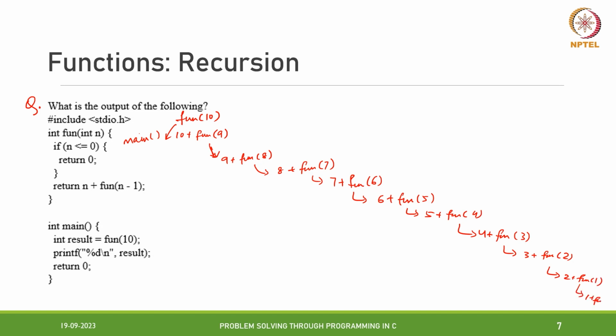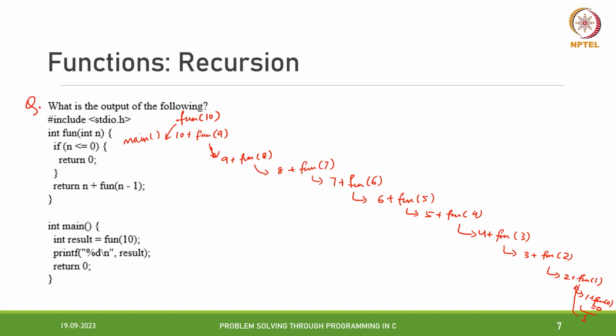1 plus fun of 0. Now what is fun of 0? Fun of 0 satisfies this condition, so it will return 0. So this value is 0. Now the recursion continues till this many steps. Now it will come back. So this value is 1.